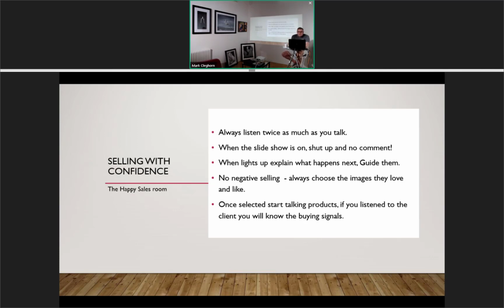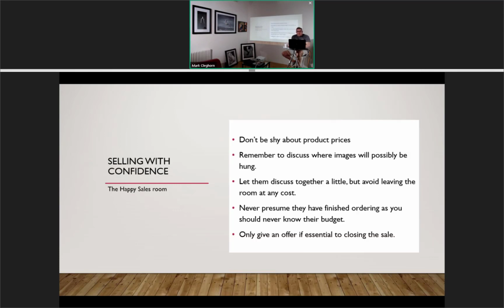Then last but not least, once selected, we're going to start talking about products. And if you listen to the client, you know what the buying signals are going to be. So they're going to be going, ooh, and ah, or I love that, I like that, and so on. And those are the ones that are going to quickly be higher star rated going throughout. Remember, we don't want to be shy about the product and the prices. That's when we're going through it, okay? Remember to discuss where the images are possibly going to be hung. So when we start to talk about that, you'll see that now in the live viewing.